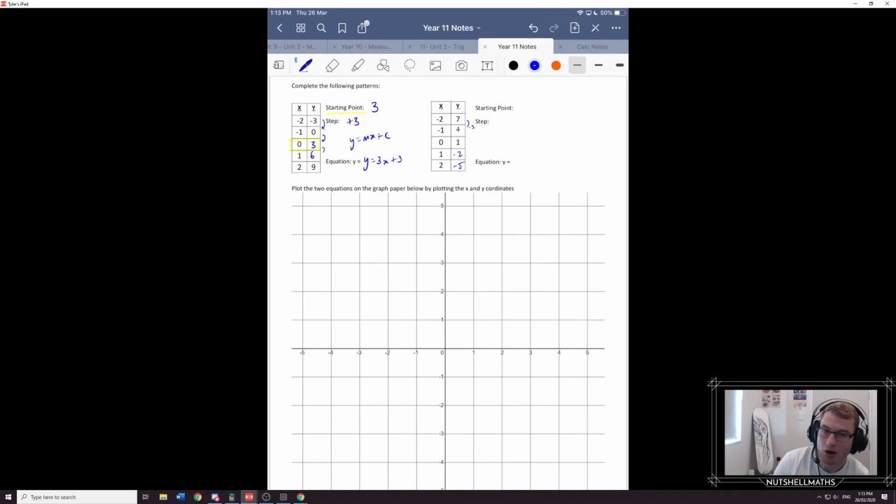Perfect. We got a 1 from someone as a starting point. Good. Jan, you're right. Starting point is 1. Eamon, you gave me the step, which is minus 3. I agree. And that means our equation is going to be what? Y equals minus 3x plus 1. Yeah, we all make mistakes, that's fine. Right, so far so good.